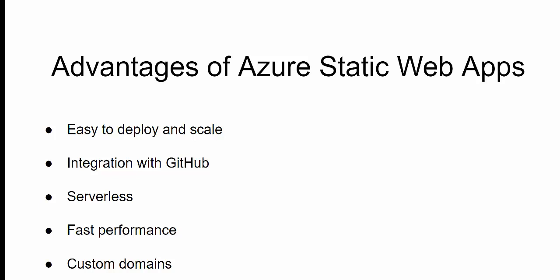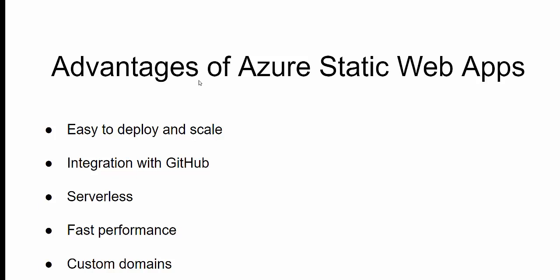Fast performance. Azure Static Web Apps are built to provide fast performance for users. This is achieved by using a content delivery network that caches content close to the user, reducing latency and improving performance. Custom domains. Azure Static Web Apps allow developers to use custom domains, making it easier to promote and brand their web applications. So these are the advantages of using Azure Static Web Apps.